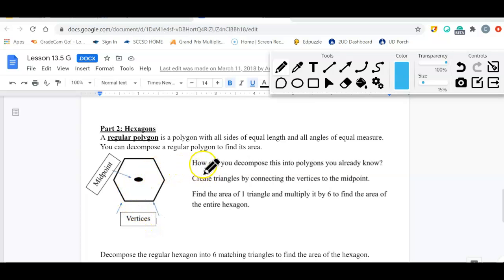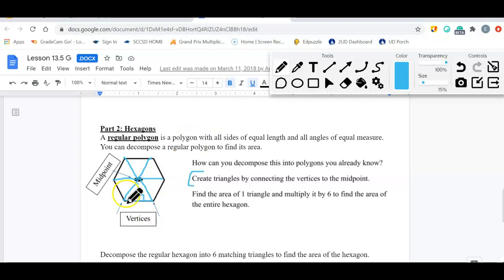The 2 ways that I see are, 1, we can create triangles by connecting the vertices to the midpoint. So we do all this for each vertex to the midpoint. The midpoint is equidistant from each vertex. So these lines that I'm creating, they are all equal. All right, so if we are given the length here and we're given the height of the triangle, we can find the area of the hexagon.